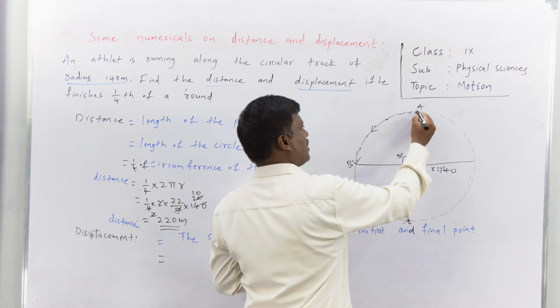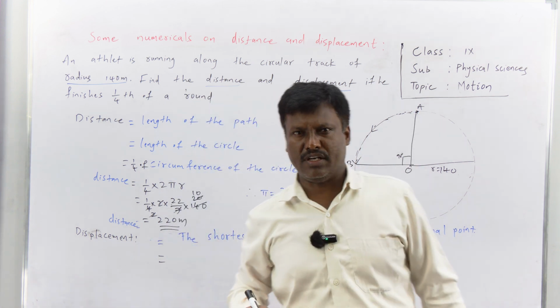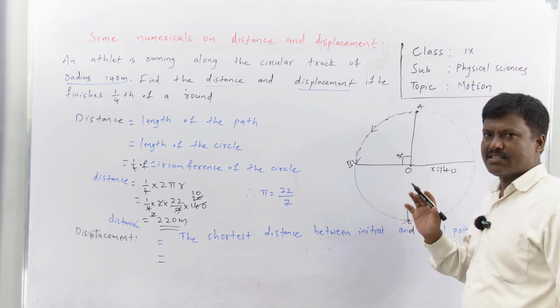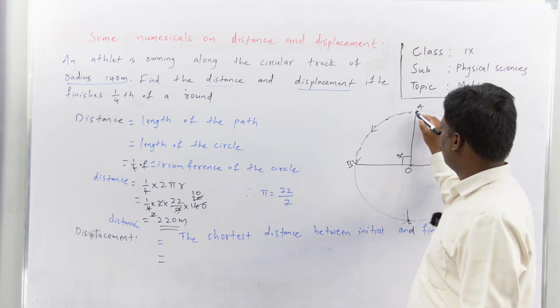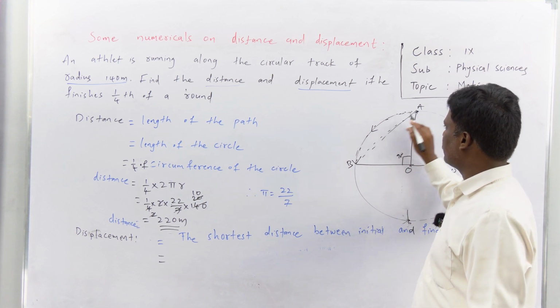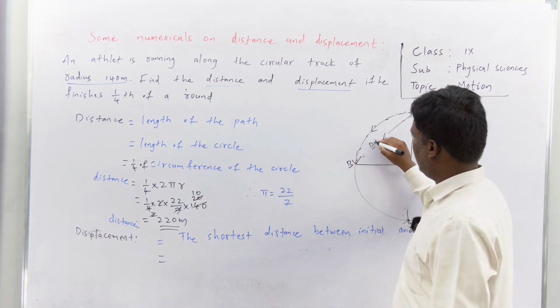Right? What is the initial point? A. What is the final point? B. We have to draw the shortest distance. Is this the shortest distance? It is a curved path, so it is not the shortest distance. So we have to draw a straight line this way. This is the shortest distance. This is called displacement. This we have to calculate.